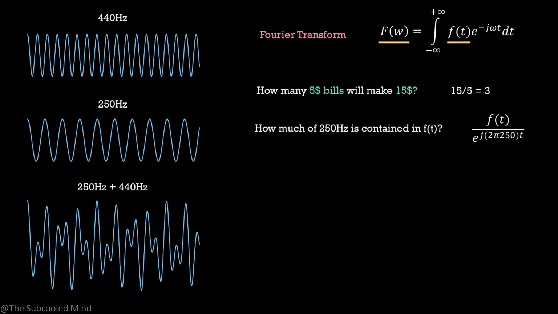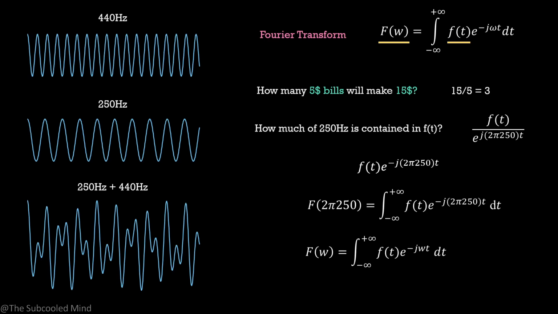Here, we have expressed the sinusoidal 250 Hz component using the Euler's formula. We can rewrite it as f(t) times e^(-j2π250t). Now we can integrate this across the time to find the contribution of 250 Hz in the entire signal f(t). In general, for a frequency ω, we can write it as this equation. This gives us the Fourier transform.